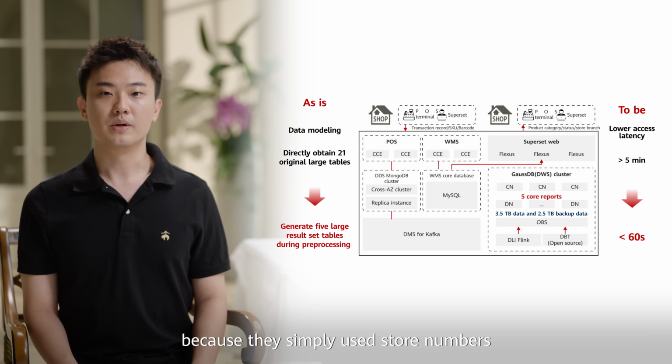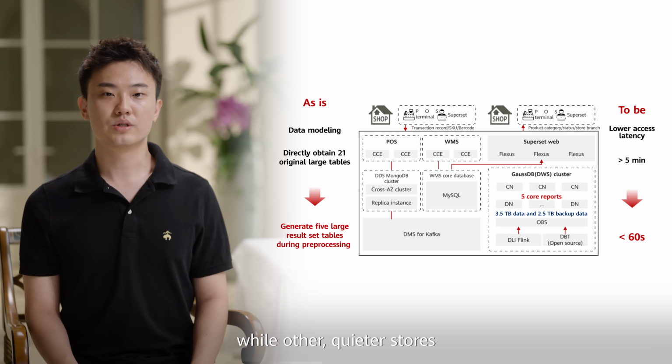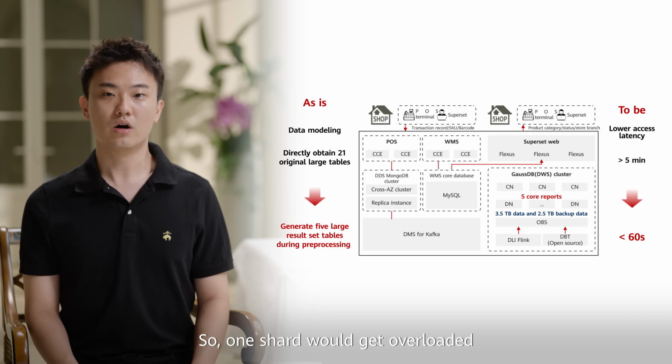This happened because they simply used store numbers as sharding keys. Stores in busy areas were super active, while other quieter stores generated much less data. So one shard would get overloaded while another was barely used.